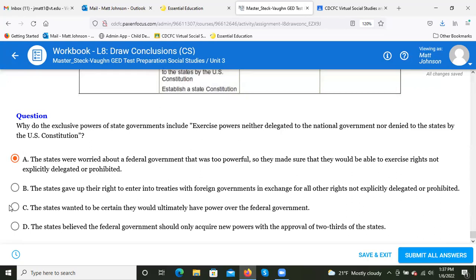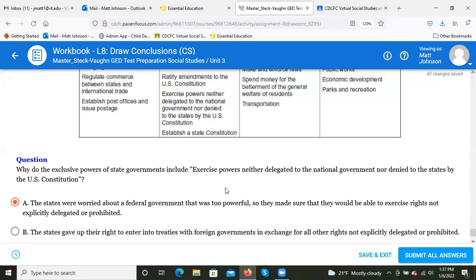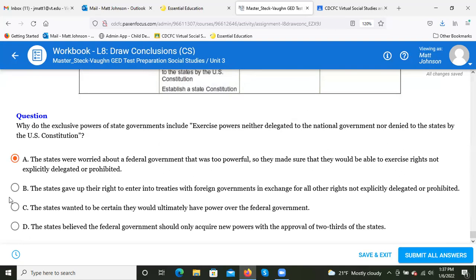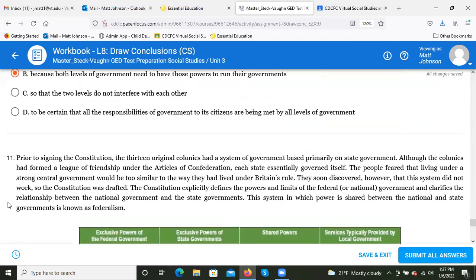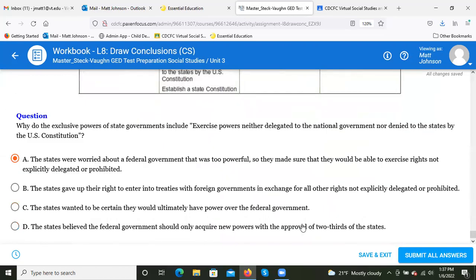So the states were worried about a federal government that was too powerful, and they made sure they were able to exercise rights not explicitly delegated. So that's a little bit relying on some prior knowledge there and our text as far as going back and forth between the ideas that were in the Articles of Confederation and the Constitution. Okay, so 11 was A.